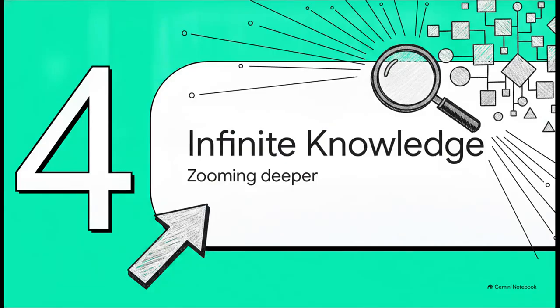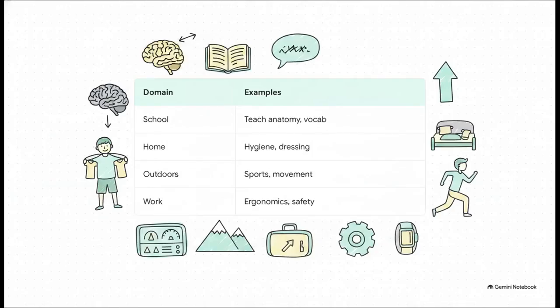Which brings us to Section 4, zooming into infinite knowledge. And this brilliantly illustrates how this whole system scales. It shows the sheer flexibility of the grid across what the source material calls the SHOW framework. That stands for school, home, outdoors, and work. This is a totally reusable cognitive interface.